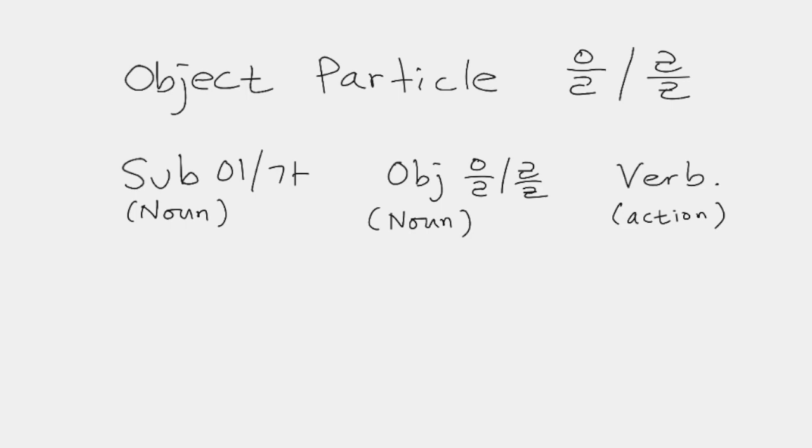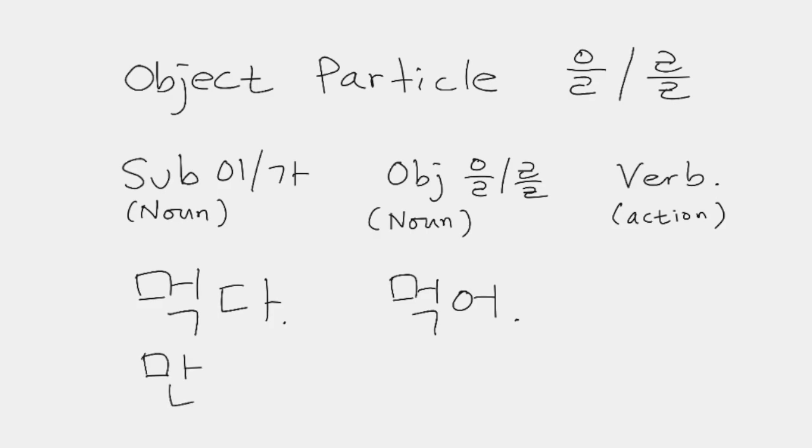I'm going to give you two different action verbs today. To eat, 먹다. The basic, 먹어. Polite, 먹어요. 만나다, to meet, to meet someone, okay? And then the basic, 만나. So to eat, 먹다, and then basic, 먹어. To meet, 만나다. Basic, 만나. Okay.